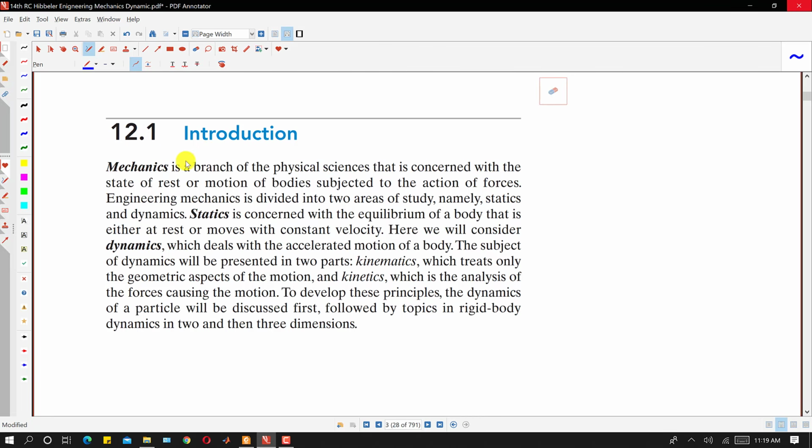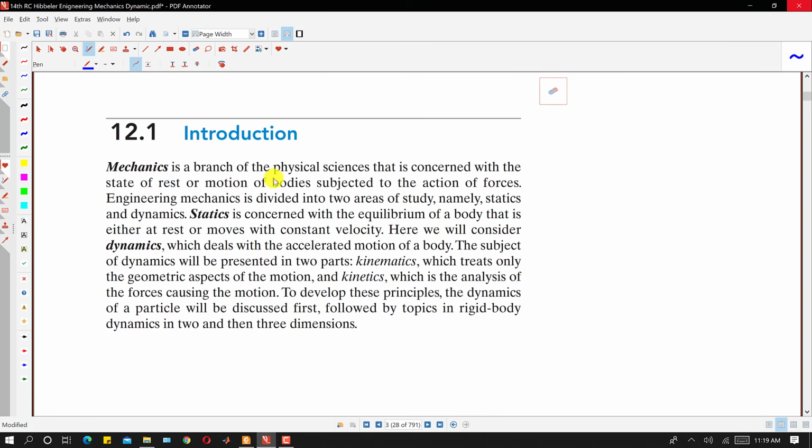Mechanics in this book is defined as a branch of physical science that is concerned with the state of rest or motion of bodies subjected to the action of force. So mechanics is the study of a body which is at rest or in motion, right? And if it is subjected to the action of forces, right? So in mechanics we study both rest and motion along with the action of forces.